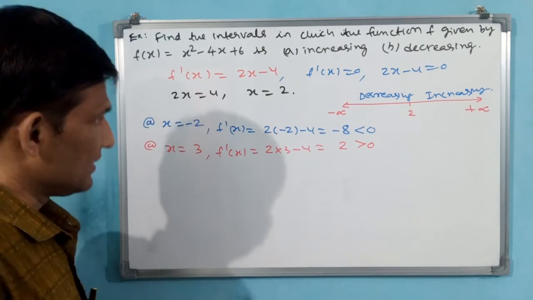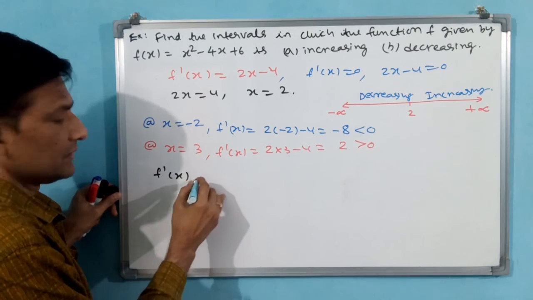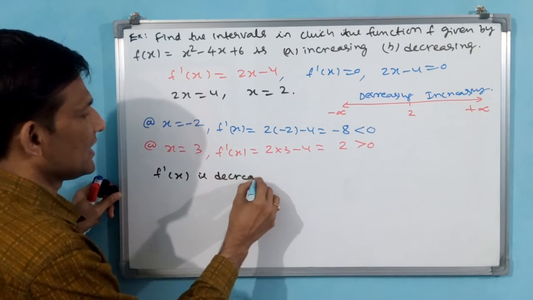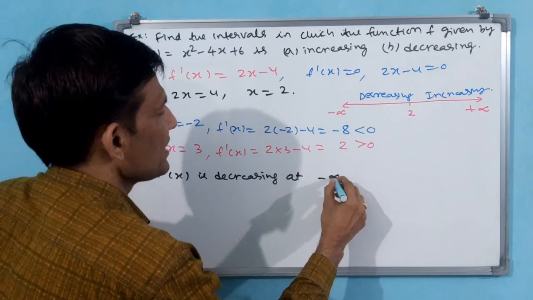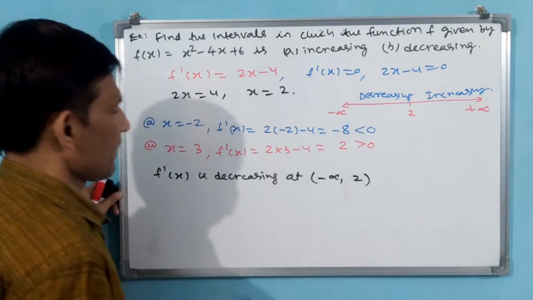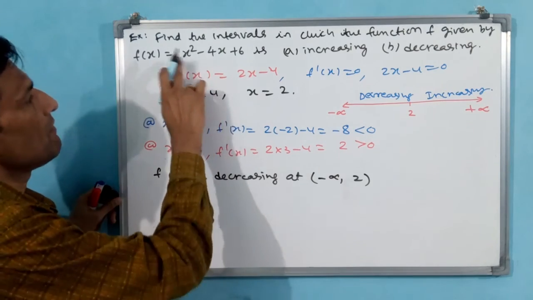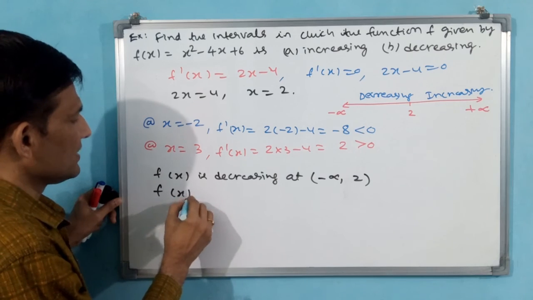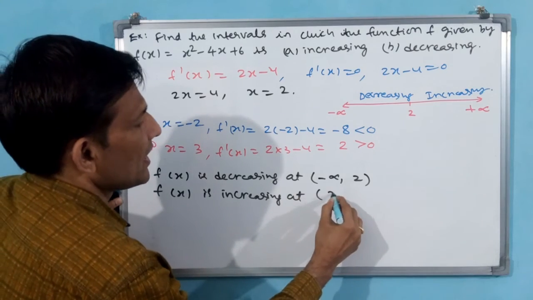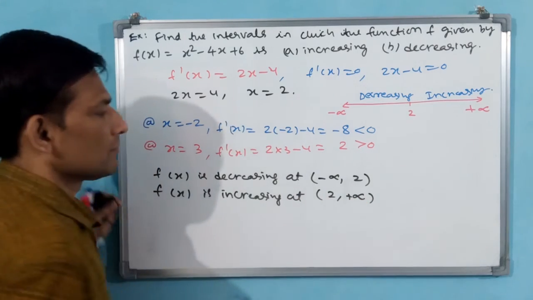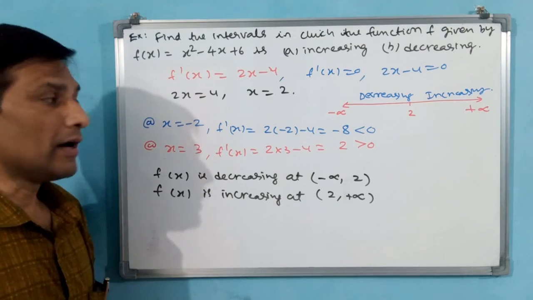Finally, what you are writing like this, you see. F dash x is decreasing at or in minus infinity to 2. Okay? Or else you write f of x only. F of x only. Okay? Decreasing. F of x is increasing at 2 to plus infinity. You know?